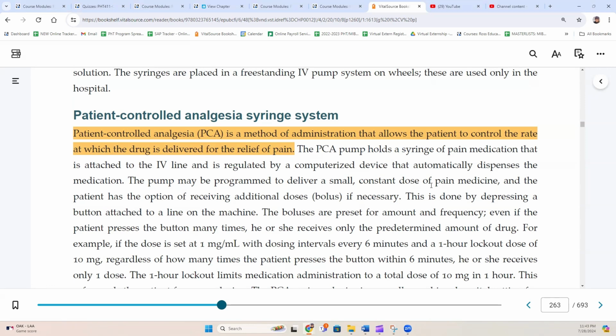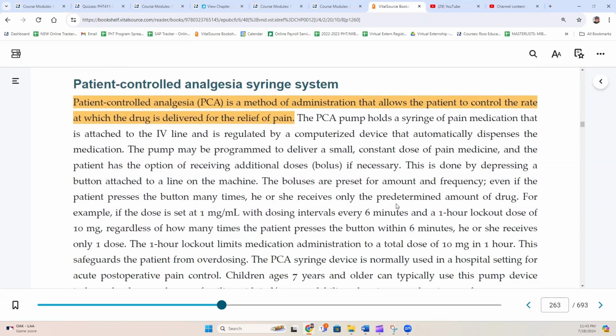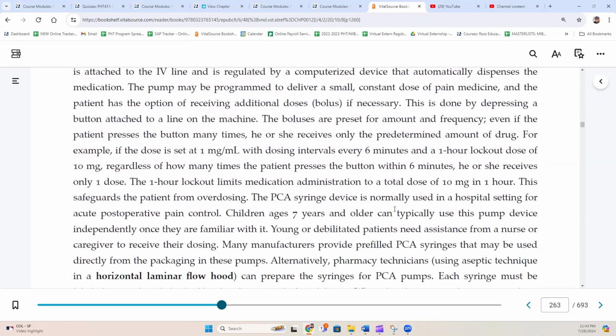This is done by depressing a button attached to a line on the machine. The boluses are preset for amount and frequency. Even if the patient presses the button many times, he or she receives only the predetermined amount of drug. For example, if the dose is set at 1 milligram per ml with dosing intervals every 6 minutes and a 1 hour lockout dose of 10 milligrams, regardless of how many times the patient presses the button within 6 minutes, he or she only receives one dose.